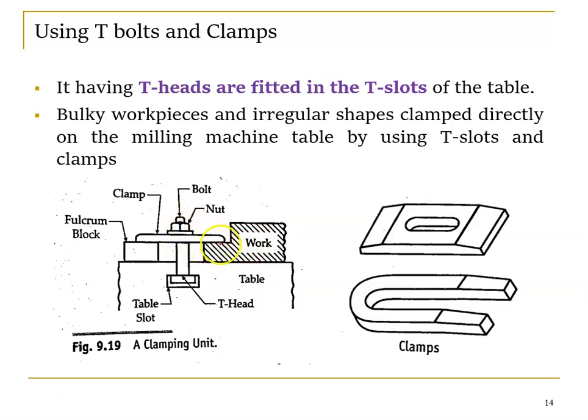இந்த கிளாம்ப் இந்த சைடு ஹோல்ட் பண்ணிருப்போம், இந்த சைடு ஃப்ரீ எண்ட்ல இருந்துச்சு அப்படின்னா வைப்ரேட் ஆகும், அதை அவாய்ட் பண்றதுக்காக we use step blocks. So here they say fulcrum block, right? So this is similar to our step block, right? So this is what T-bolt. So bulky workpieces and irregular shapes clamped directly on the milling machine table by using T-slots, right? So different shapes இருந்துச்சுனா அங்க T-slots வச்சு நம்ம T-bolts வச்சு we can clamp.